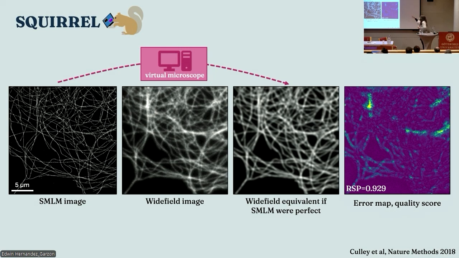You get a map, and people tend to use this in the literature for basically saying that their method is performing better than someone else's method. That is the main way SQUIRREL is used. And I know that's not really how I wanted it to be used, but well.